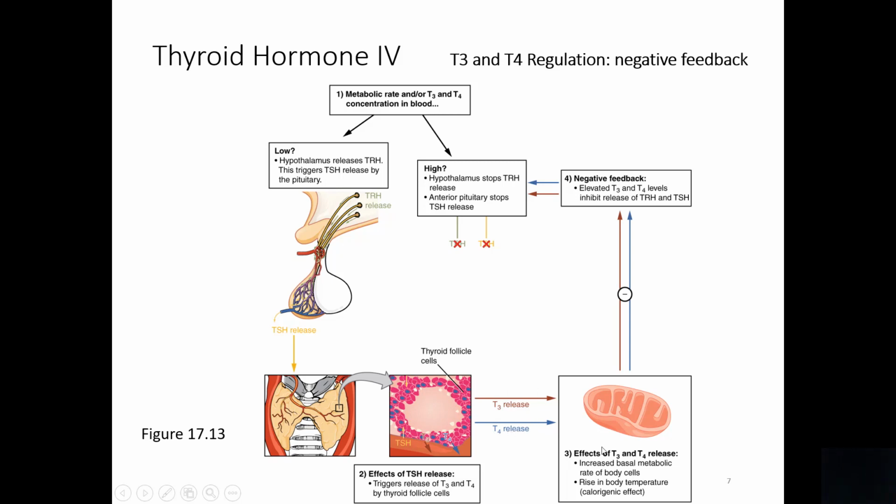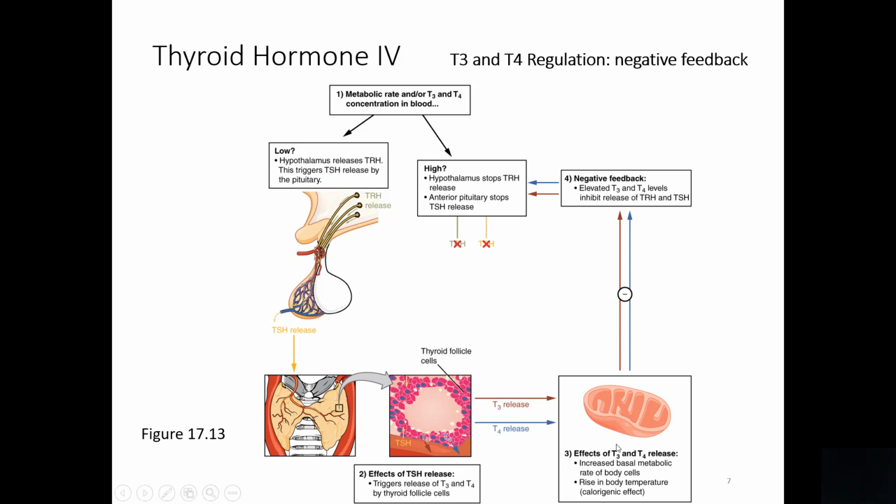Those hormones are carried to absolutely all cells of the body, and when they get into the cells, they activate mitochondria, they increase basal metabolic rate of body cells, and they increase body temperature. What is metabolic rate? It's the speed of all chemical reactions going on inside of the cell. So all the processes are going faster now.